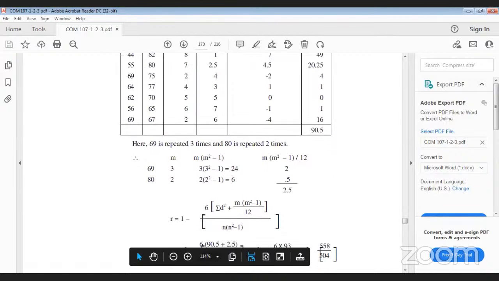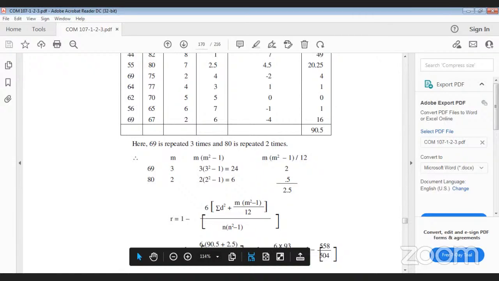Now here you will find that there is a formula. The formula is r is equal to 1 minus 6 into bracket summation d square plus m into bracket m square minus 1 upon 12 bracket complete, upon n into bracket n square minus 1 here.